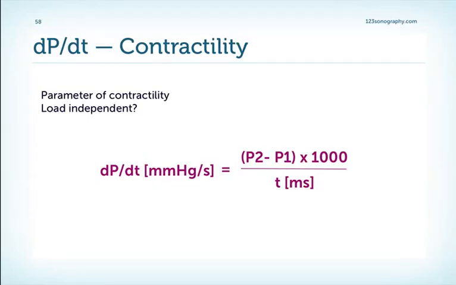Another way of looking at left ventricular function is contractility. Contractility is measured with DPDT, and it describes how quickly the left ventricle is able to increase its pressure during systole. This is the formula for DPDT, and now we'll see how we perform this measurement in clinical practice.